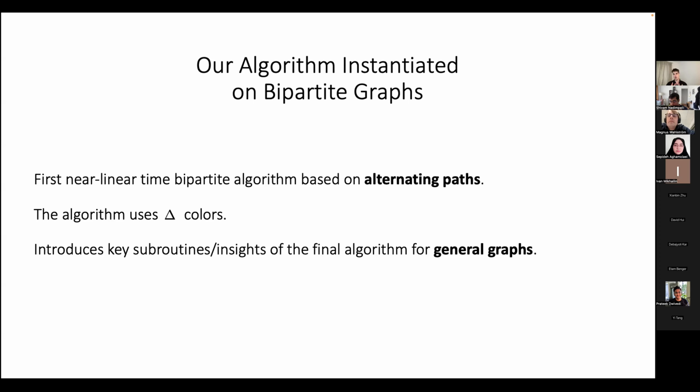but it will still capture all of the main ideas that are required to make this algorithm work for general graphs as well. Because we will only be considering bipartite graphs, we will only need delta colors, so the algorithm will be presented for delta coloring bipartite graphs. And then at the end, if I have some time, I'll explain how this can be modified to work for general graphs too.